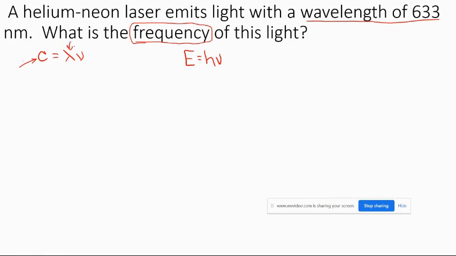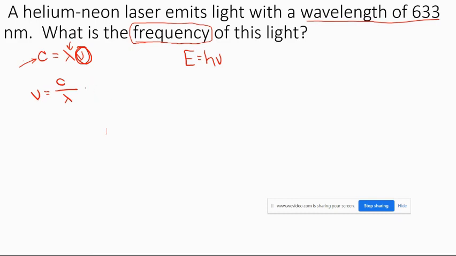Okay, so this first one, this is speed of light. This, remember, is wavelength, and this is frequency. So we are solving for this. How do we get this by itself? What do we do to this equation to get this by itself? Right. So if we want frequency, we want speed over wavelength. Good?